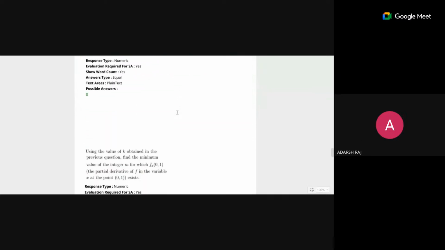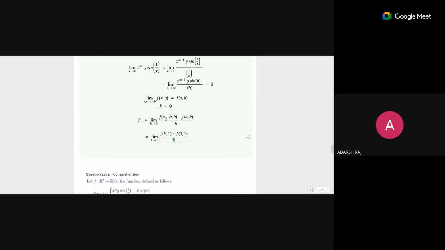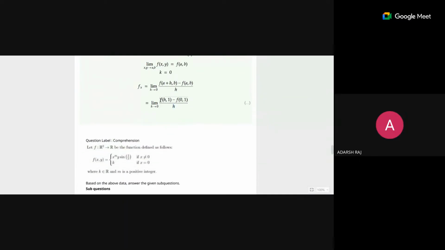Now the question is, we have to find the partial derivative at 0, 1. So what will the values of a and b be here? 0 and 1. Now put this value f of h, 1 into this function. And what is the value of f of 0, 1? 0 itself, because here x is 0, so the value of k is 0.